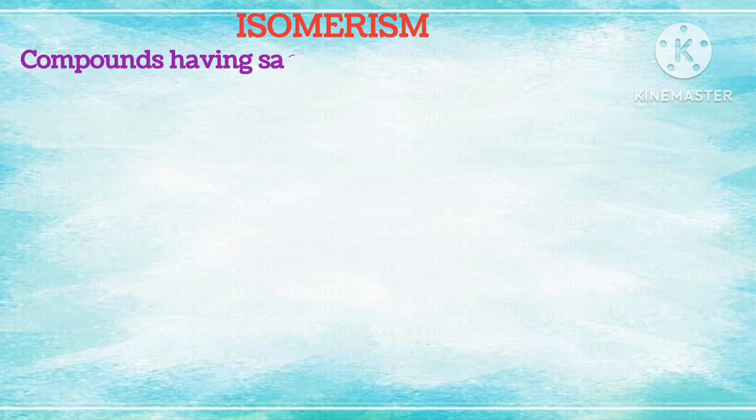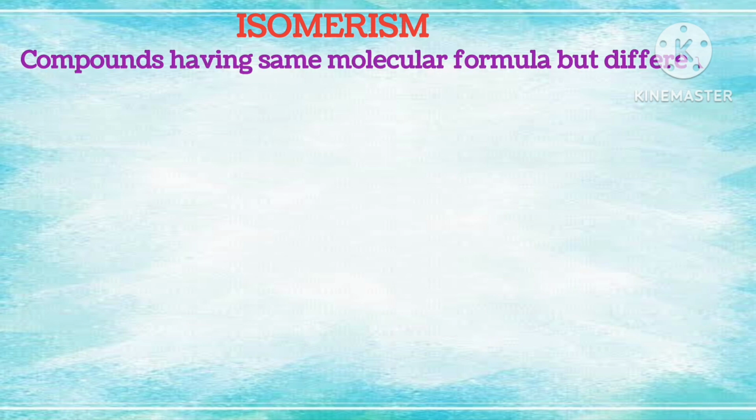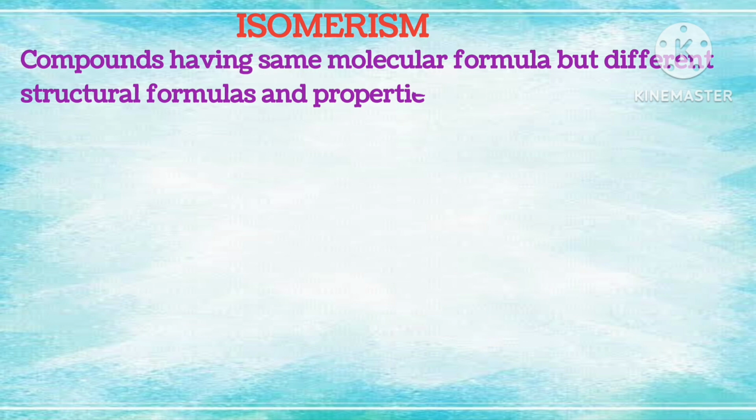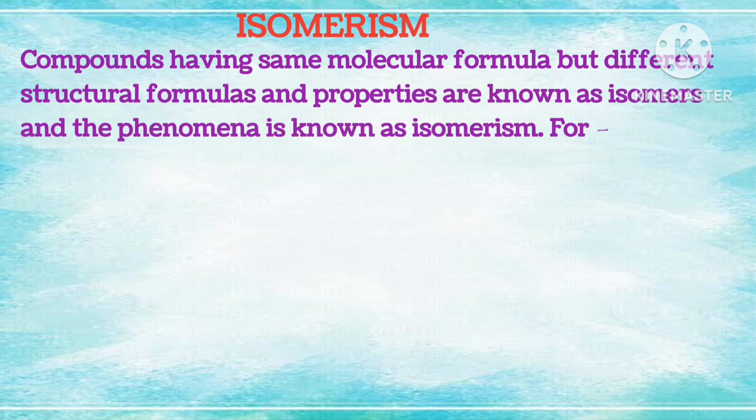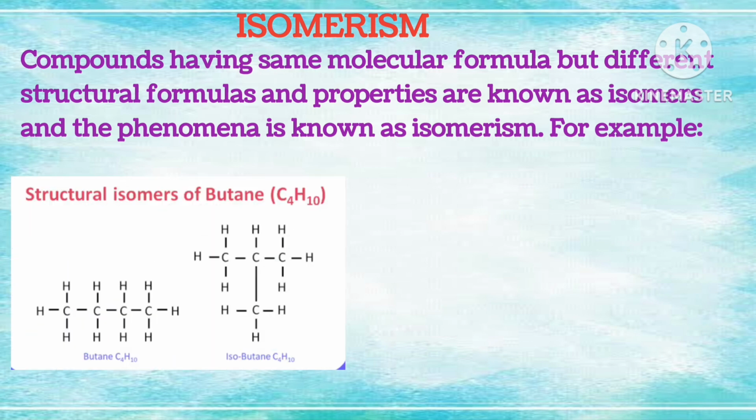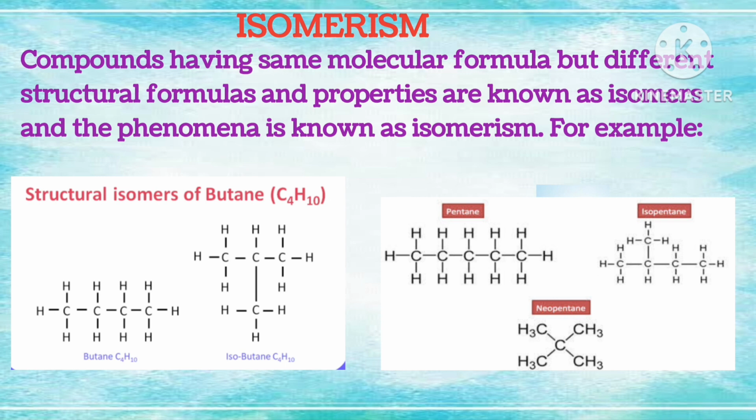Isomerism. Compounds having the same molecular formula but different structural formulas and properties are known as isomers, and the phenomenon is known as isomerism. For example, butane, which has 4 carbon atoms, can form butane and isobutane with different structures. Similarly, pentane forms 3 types of isomers, including neopentane and isopentane.